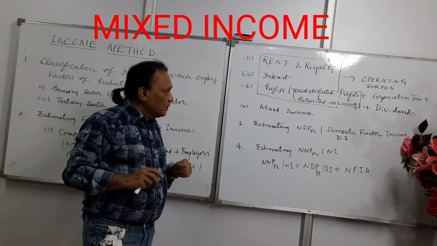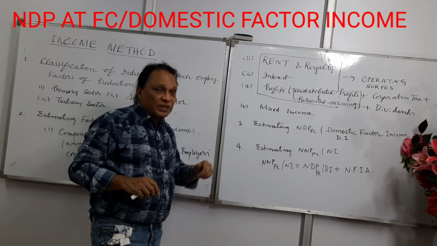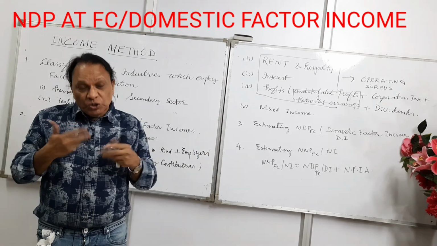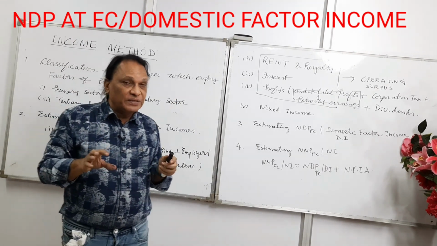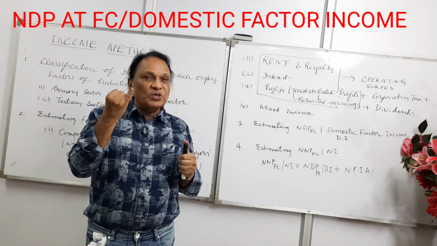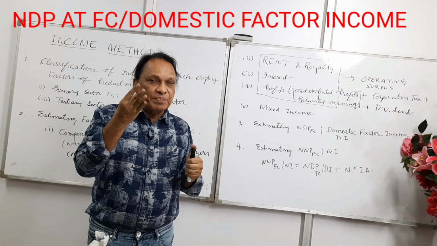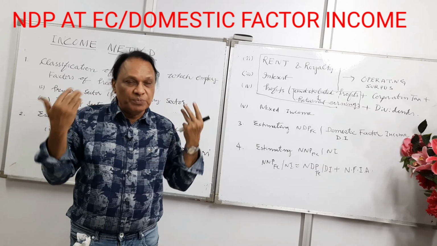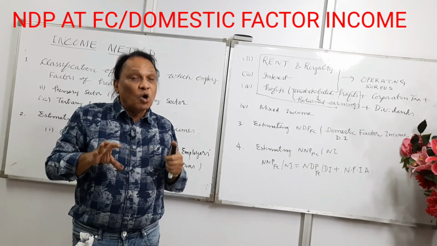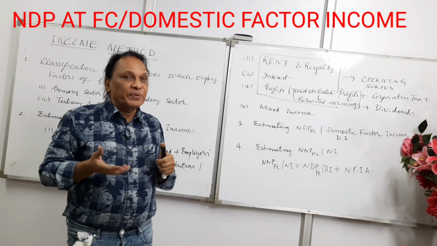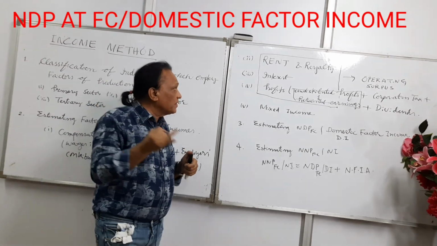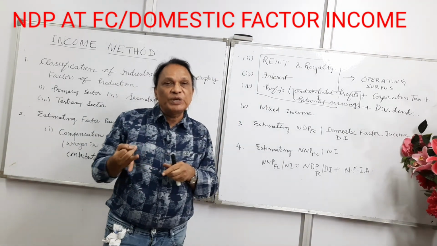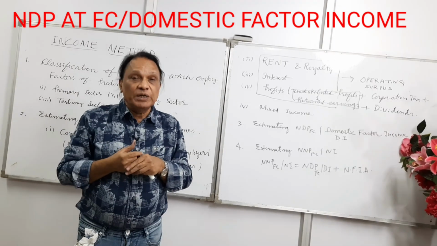And the next step is estimating NDP at FC or domestic income. You just add up all these factor incomes within the domestic territory of a country. You add up compensation of employees plus rent plus royalty plus interest plus profits plus mixed income, and you get NDP at FC or domestic income. Very simple, within the domestic territory of a country. Or to put it this way, you add simply COE plus operating surplus, which takes care of all these four, plus mixed income. Only three: COE plus operating surplus plus mixed income will give you NDP at FC or domestic income.